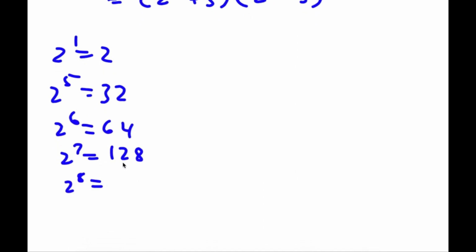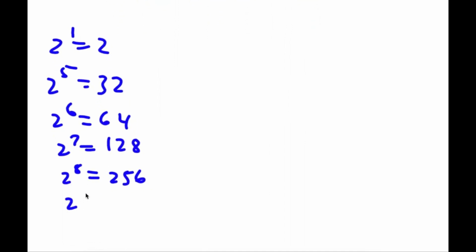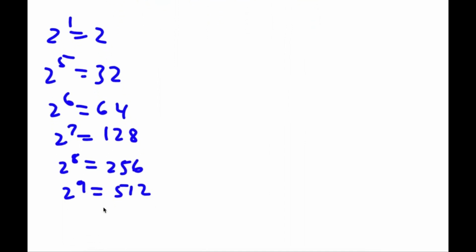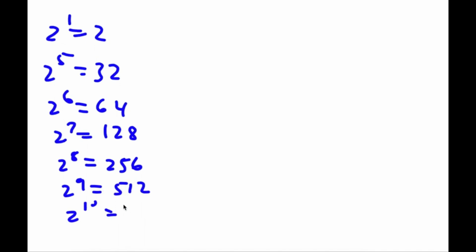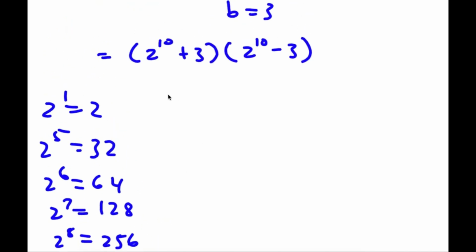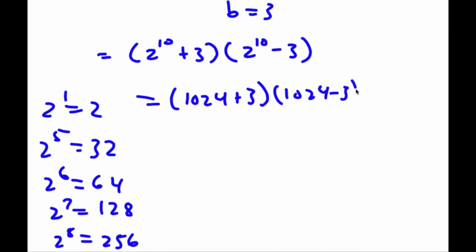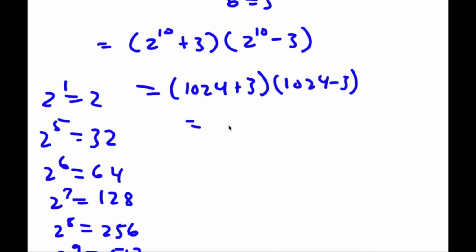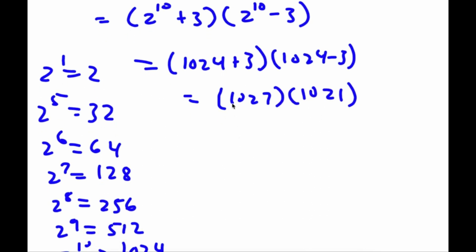2 to the power of 8, double of 128, is 256. 2 to the power of 9, double of 256, is 512. Finally, 2 to the power of 10, which is double of 512, is 1024. So now I have 1024 plus 3 times 1024 minus 3. Now 1024 plus 3 is 1027, times 1024 minus 3 is 1021.